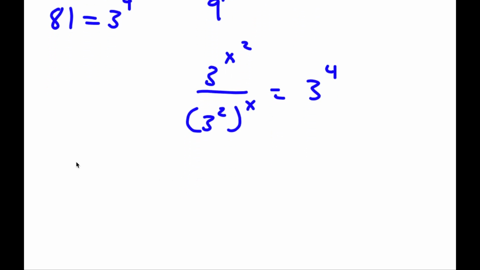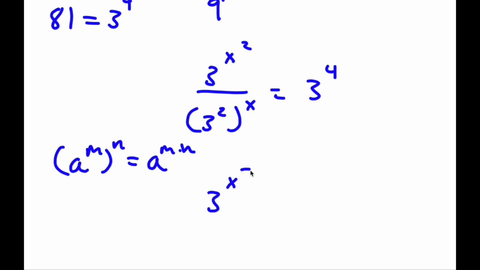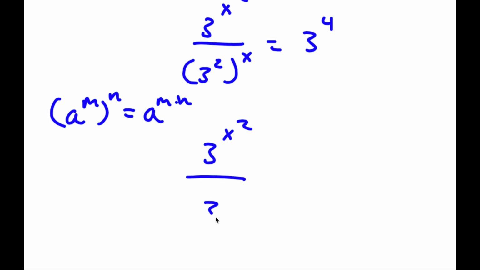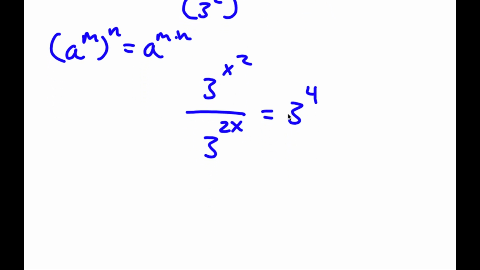Now, if I have something in the form a to the power of m to the power of n, this is equal to a to the power of m times n. So 3 to the power of 2 to the power of x, that's going to equal 3 to the power of 2 times x, which is 3 to the power of 2x. And this is equal to 3 to the power of 4. So now if you notice, all our bases here are all 3. And this actually makes it much simpler to solve this problem.